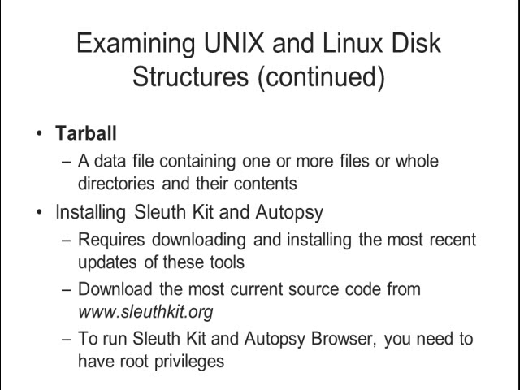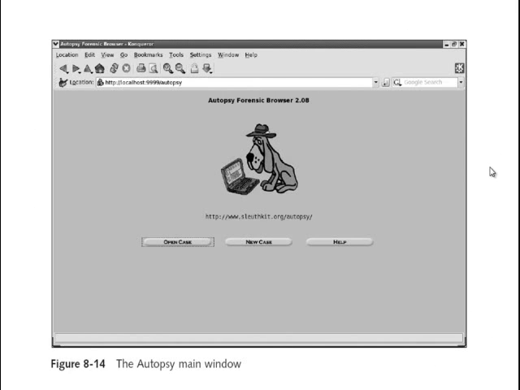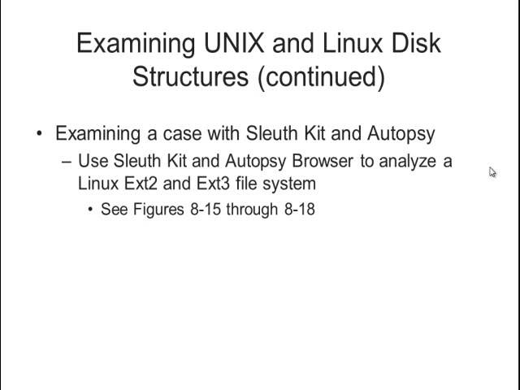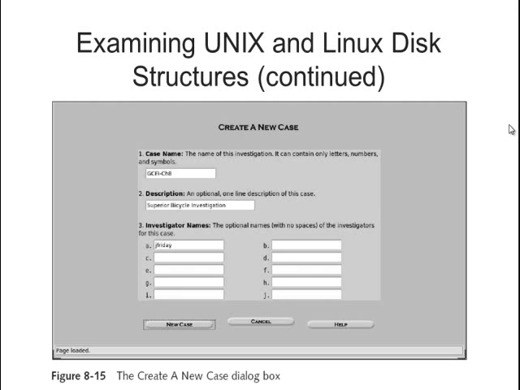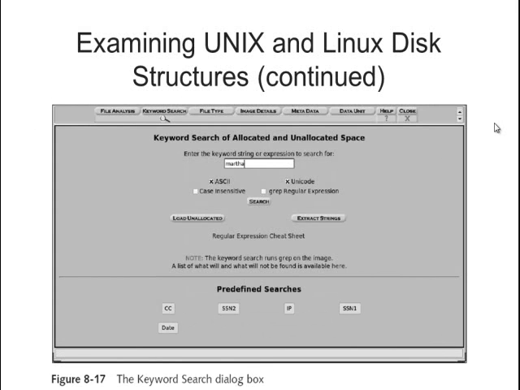Installing Sleuth Kit and Autopsy requires downloading and installing the most recent updates of these tools, and it shows where to get Sleuth Kit here. You need to have root privileges. And just different screenshots of doing this.